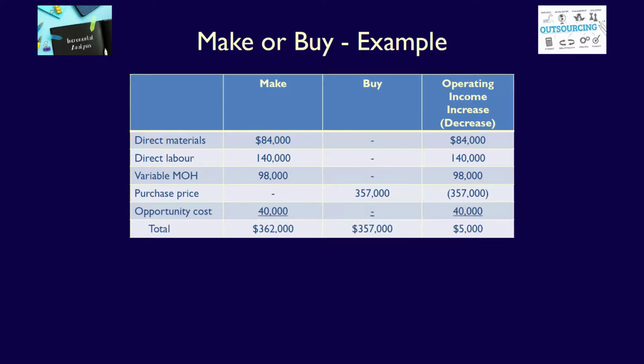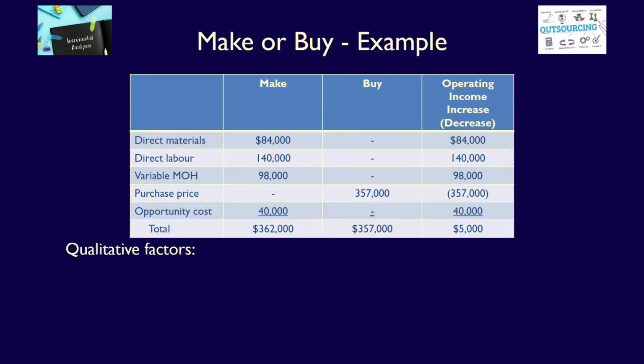If we total all the columns, the make column now has a total cost of $362,000. The buy column has a total cost of $357,000, and the change in operating income is an increase of $5,000. In this case, the company's operating income will increase, indicated by the number being positive, by a total of $5,000 if the company decided to buy the component. The company, given this information, should switch to buying the component because of the savings of $5,000 in operating income.